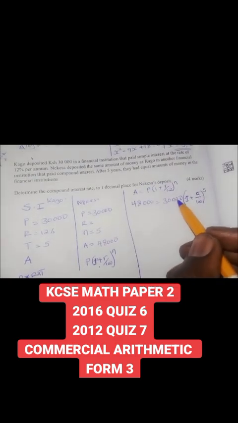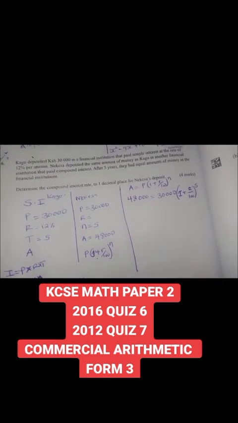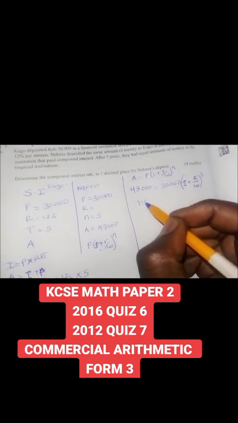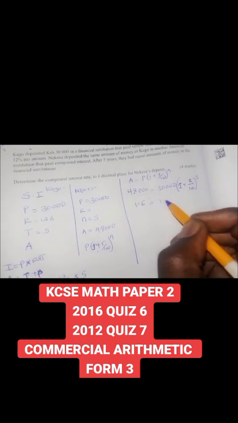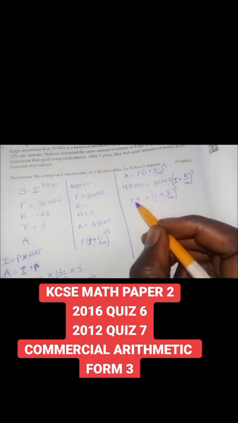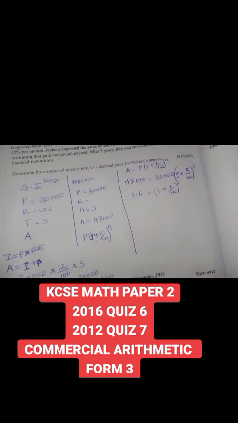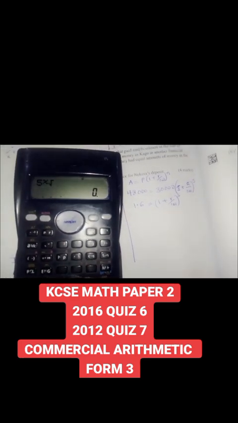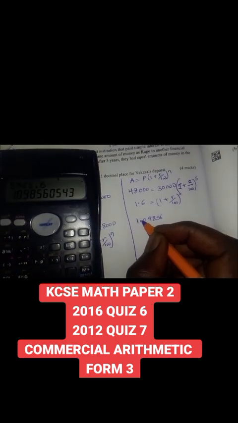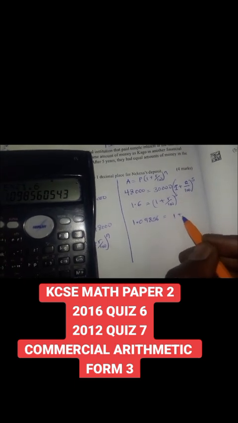So to start with, you are going to divide both sides by 30,000. So 48,000 divided by 30,000, we are going to have 1.6 on this side, is equal to 1 plus R over 100 power 5. So you find the fifth root of this number. To find the fifth root, you press 5, then shift, then the power form, that is fifth root of 1.6. So we have this side 1.09856 is equal to 1 plus R over 100.